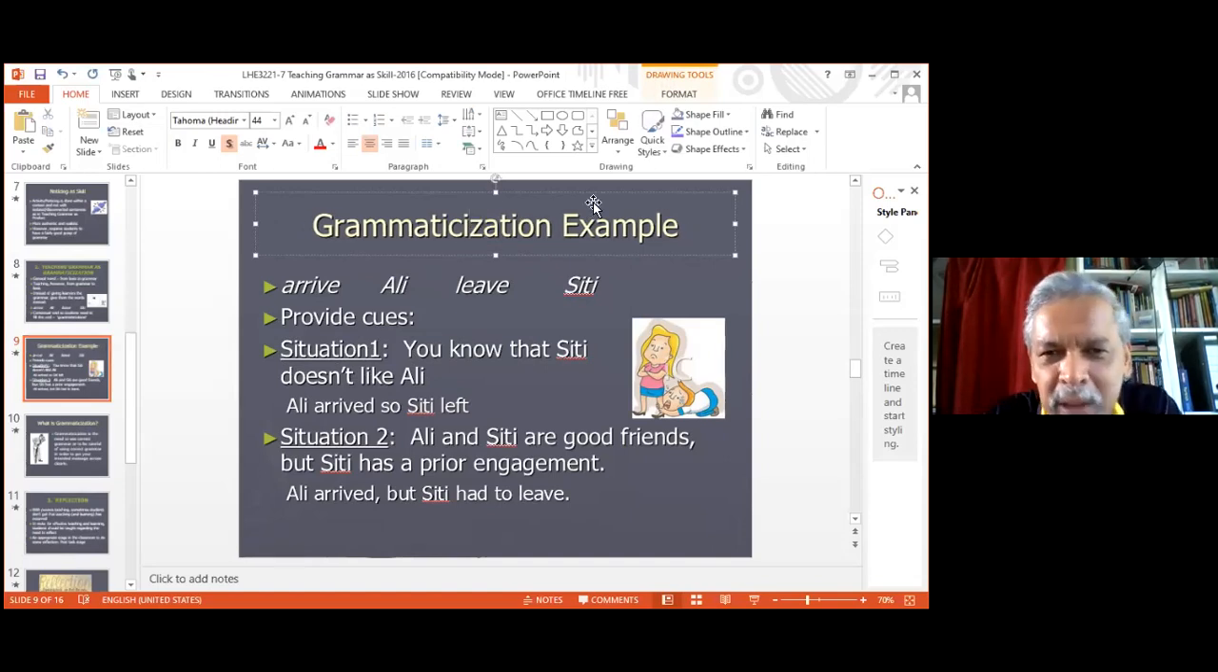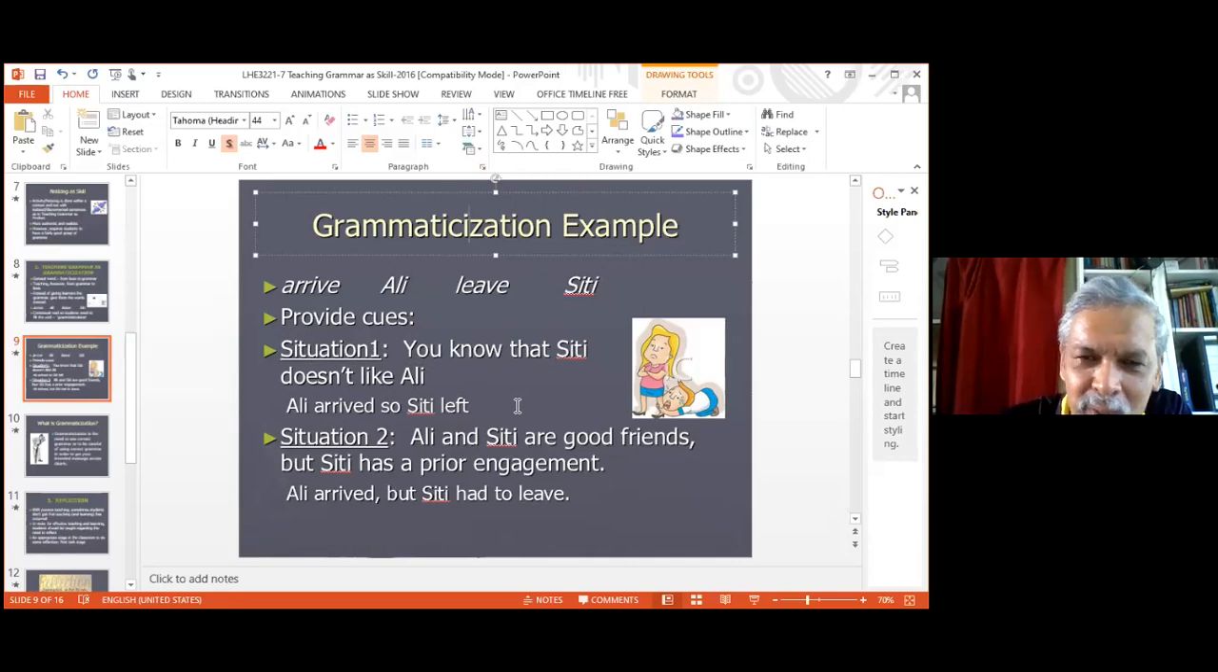Grammaticization, that's where grammaticization occurs, because you have to use the grammar correctly in order to express the situation. If you say Ali arrived but Siti left, it doesn't express this situation, although the sentence is correct. You can even say Ali arrived but Siti had to leave, and it doesn't express this situation. But the sentence is correct.